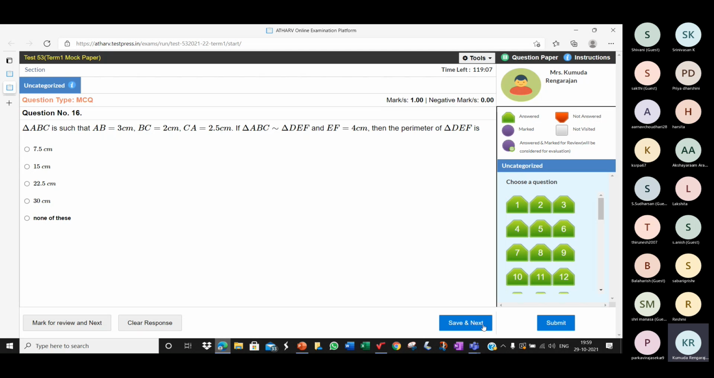So AB corresponds to DE. If AB is 3, then DE should be 6. If CA is 2.5, then DF should be 5. So she's found the sides of triangle DEF using that ratio. And to find the perimeter, she's added up the lengths of the 3 sides and got how much, Priyadarshini? 15 centimeters, ma'am.